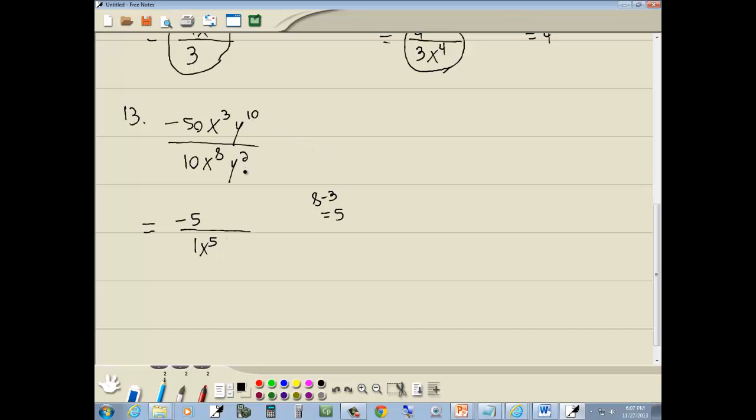Now for our y's. We got y to the 10th over y squared. Subtract the smaller exponent from the larger one. 10 minus 2 gives you 8. And we're going to have y to this power where our larger exponent was, which was up on top. So we've got y to the 8th up there, which gives us negative 5y to the 8th over x to the 5th as our answer.